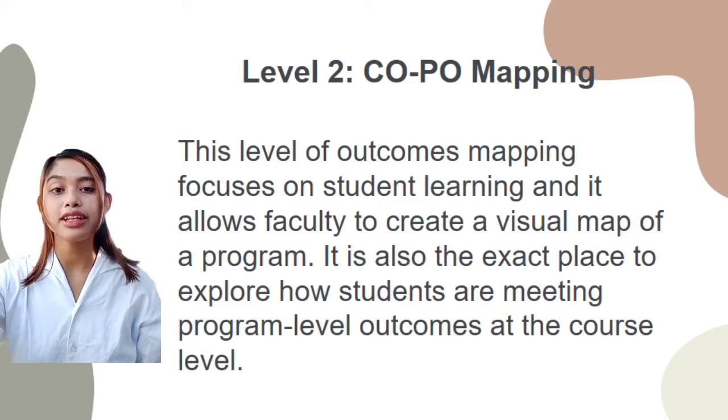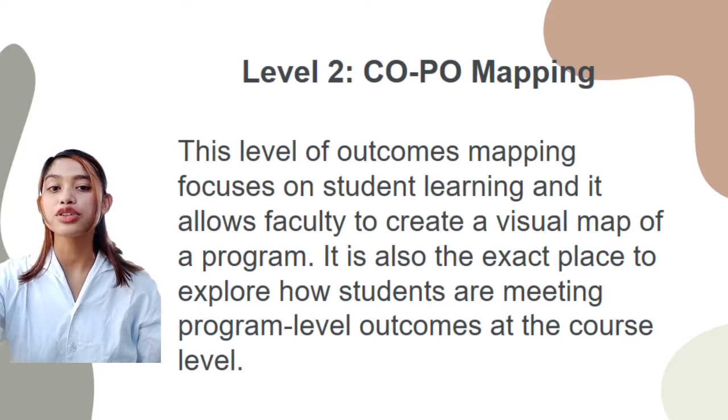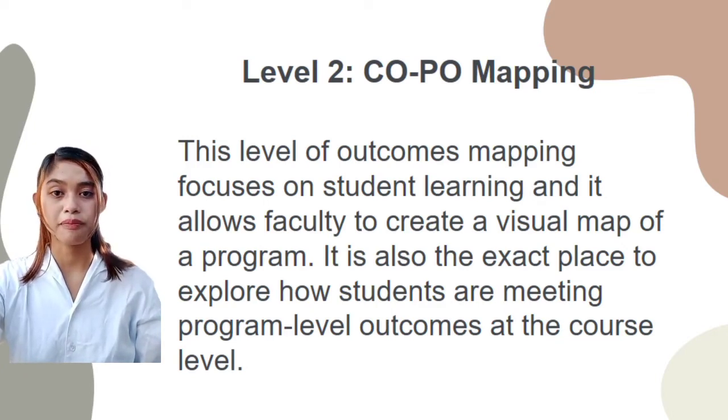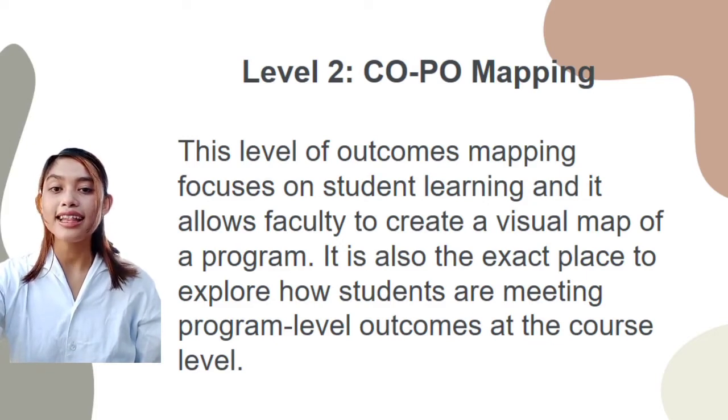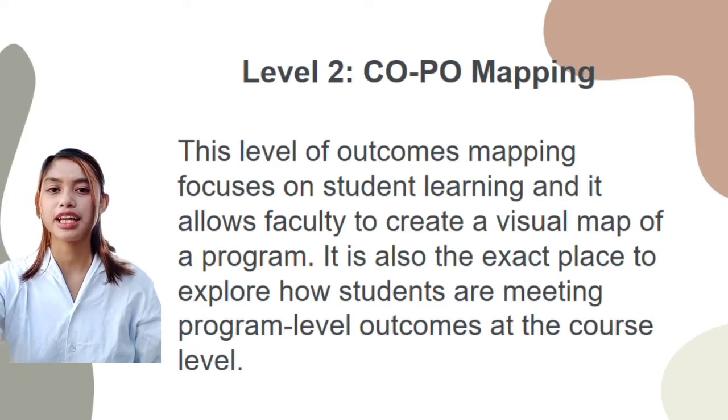Next we have the level 2. Aligning program level outcomes with the course level outcomes is the second level of mapping. This level of outcomes mapping focuses on students' learning and it allows faculty to create a visual map of a program. It is also the exact place to explore how students are meeting the program level outcomes at the course level. So that is for the level 2.